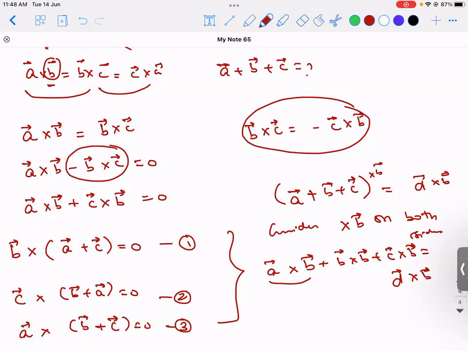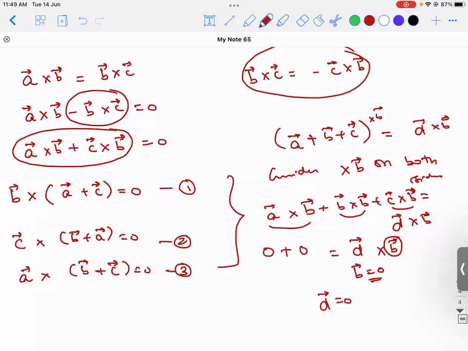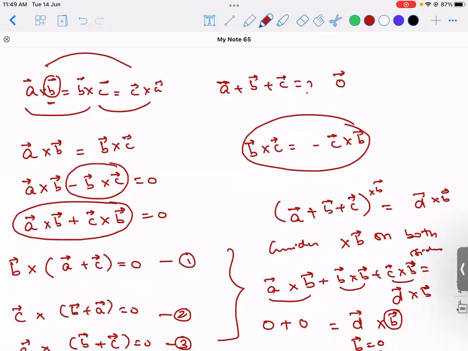But what is A vector cross B vector plus C vector cross B vector? It is zero, plus any vector cross itself is zero. This will be equal to B vector cross B vector. Since we know that B vector is not equal to zero, we can conclude that the sum vector is zero. So what is the answer? A vector plus B vector plus C vector is a zero vector.